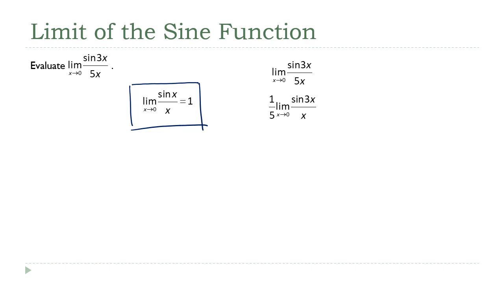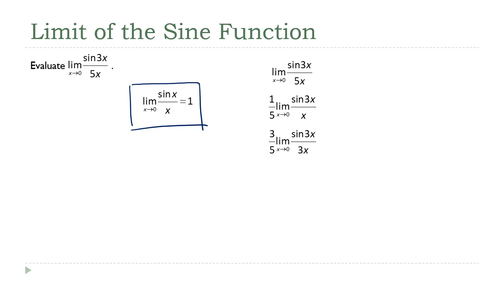Now, the next thing I need to do is get a 3x in the bottom instead of an x. That way it's going to match what I'm taking the sine of. So to do that, I'm going to multiply the denominator by 3, and I can do that if I also multiply the numerator by 3. If I do that, the limit turns into this.